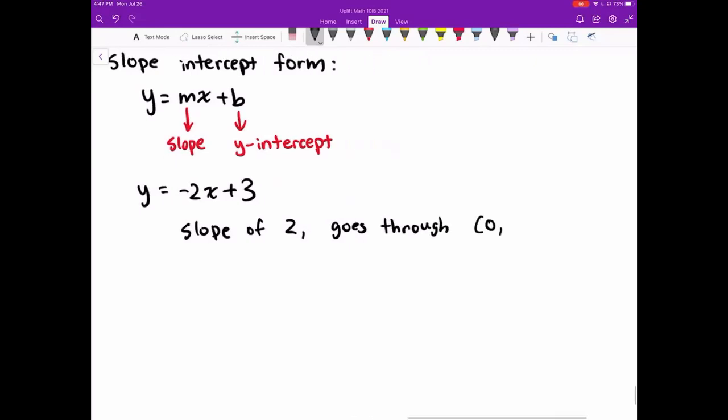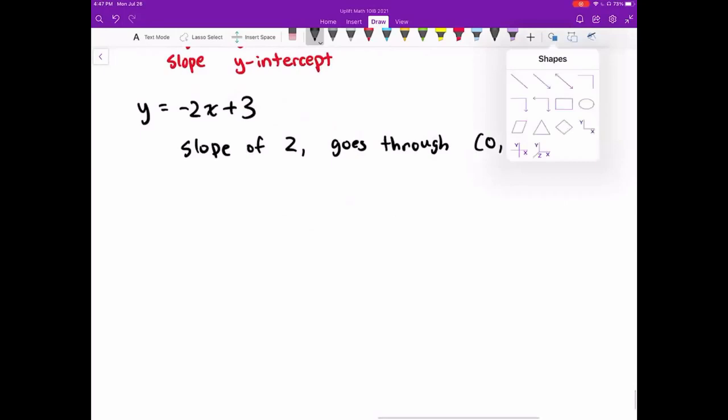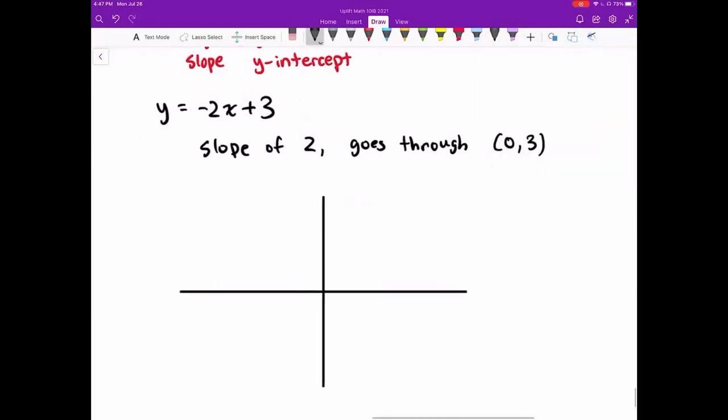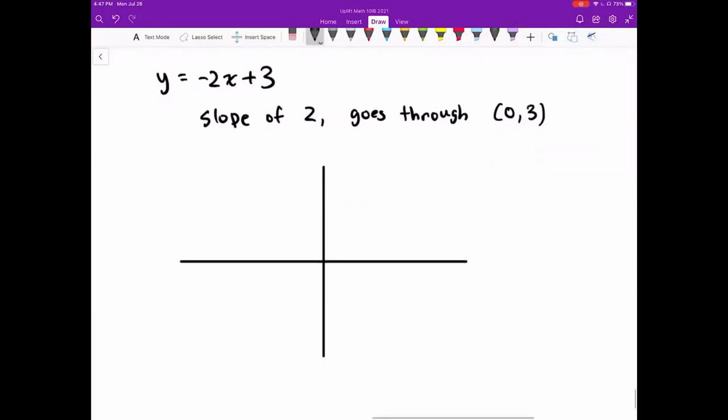So we can roughly draw it, I guess. We can first draw where 0, 3 is. And then we can roughly estimate how steep negative 2 is. Slope of negative 2, yeah. So that would roughly be what the line looks like. And it extends continuously in both directions.